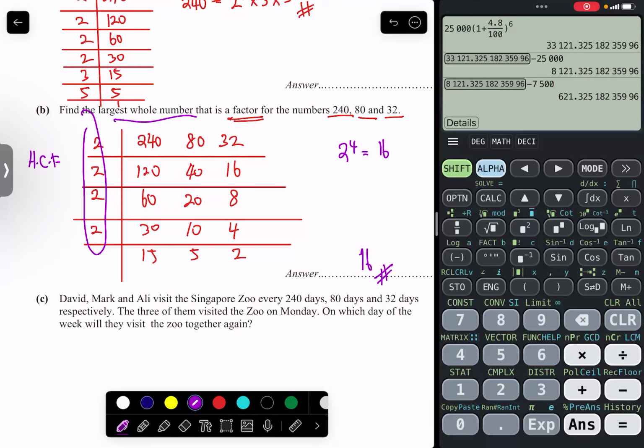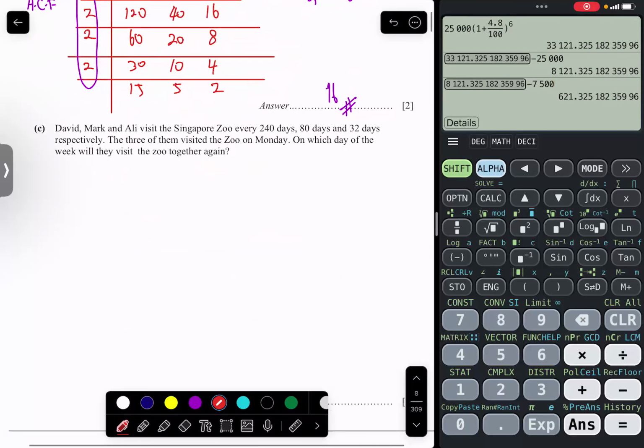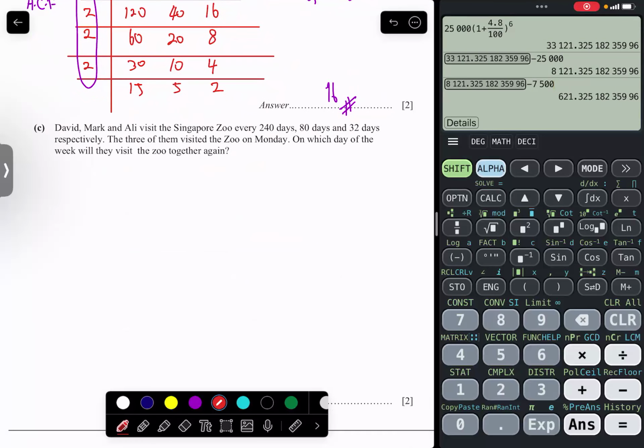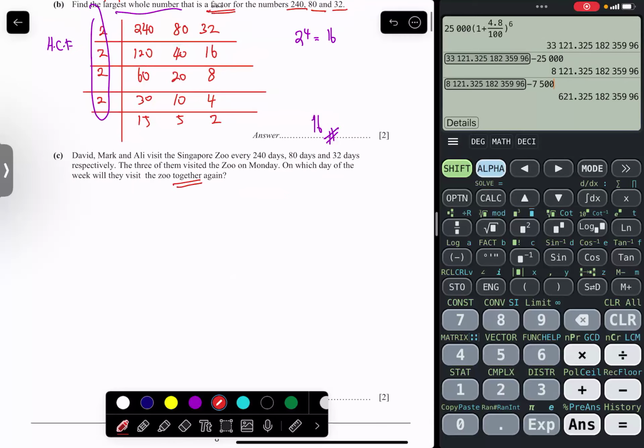Answer. Now, David, Mark, and Ali visit the zoo every 240 days, 80 days, and 32 days. The three of them visited on Monday. On which day of the week will they visit the zoo together again? Since they want to be together, we want the numbers where they match together. So we have this portion down here that we can make use of first.